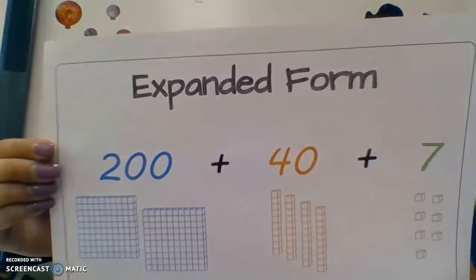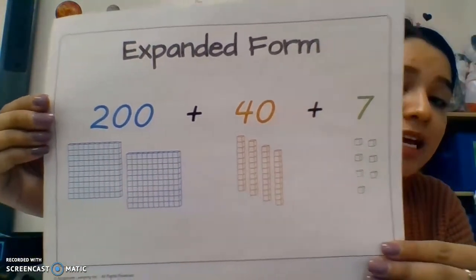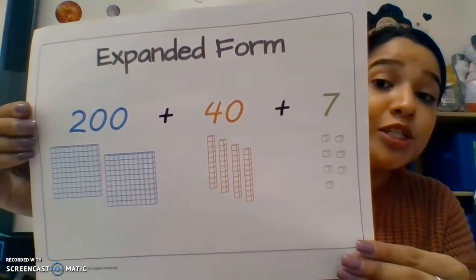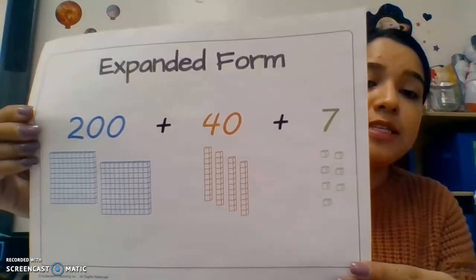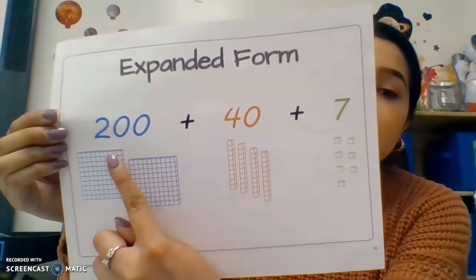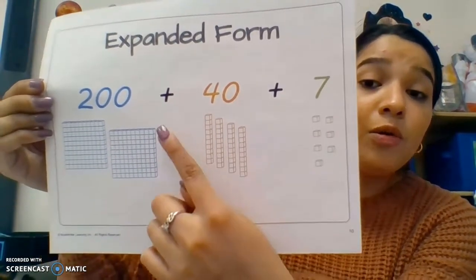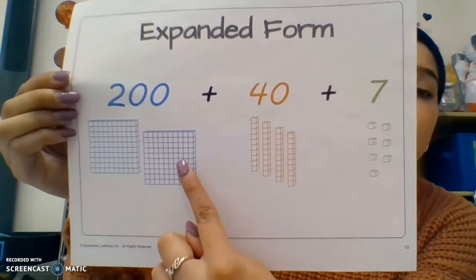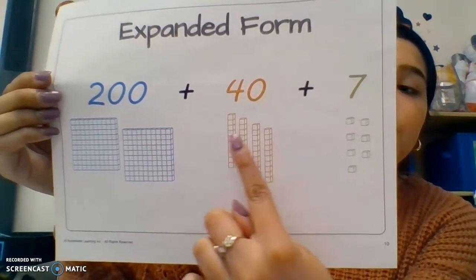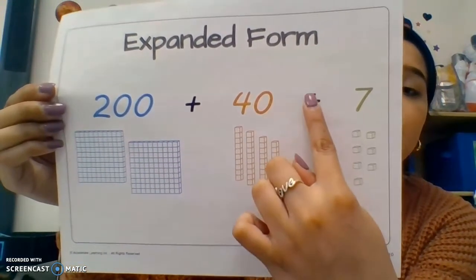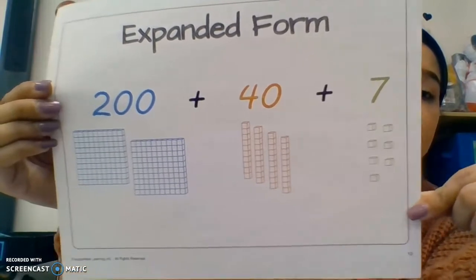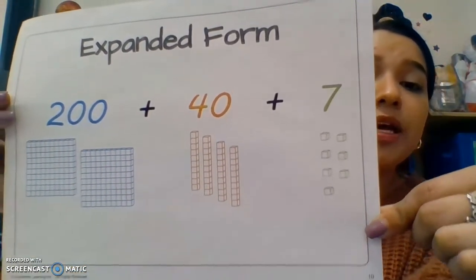Expanded form. Expanded form is when we take apart the number. So for example, 247, we broke it up into 200 plus 40 plus 7. Or with our base 10 blocks, 2 hundreds plus 4 tens plus 7 ones. So we broke it up into 3 different sections. Our hundreds, our tens, and our ones.